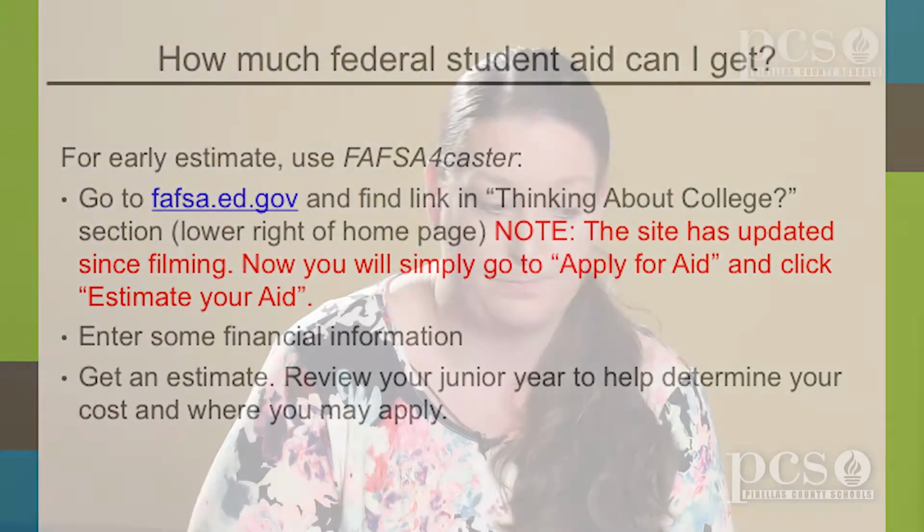In addition to the direct Stafford loan, students may also qualify for a Perkins loan. Outside of this, students can apply for alternative loans, and parents can also qualify for a direct Parent Plus loan.